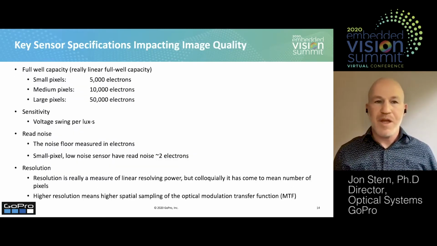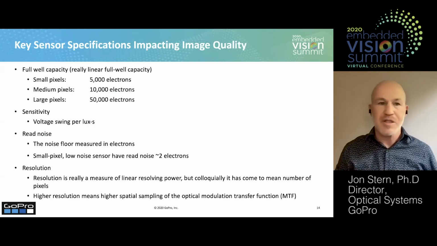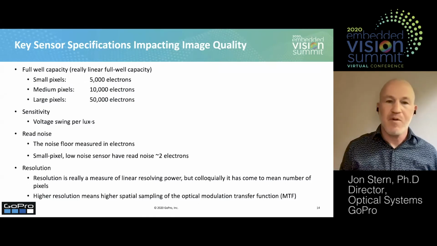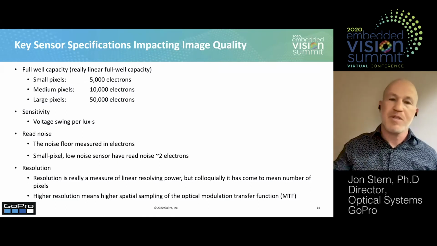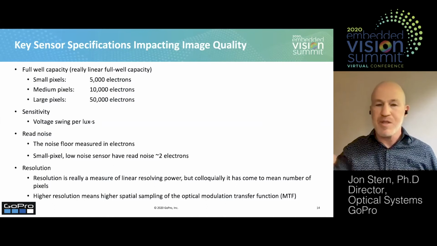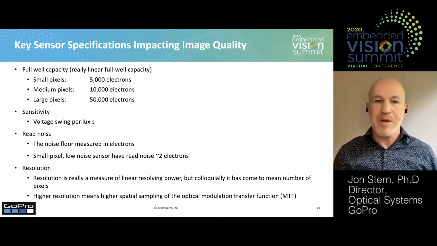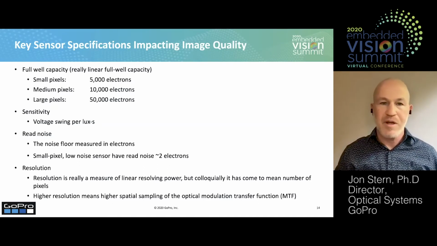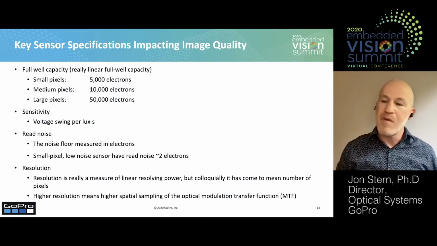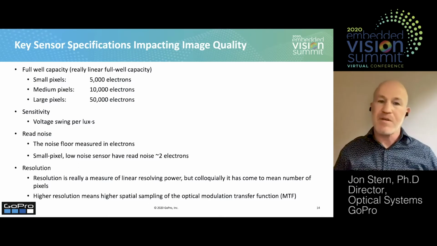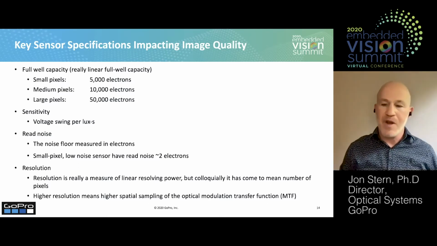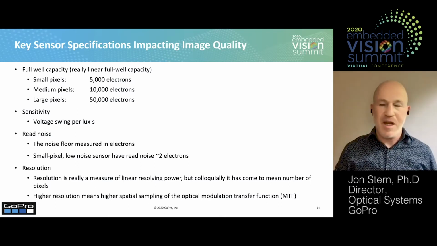There are a number of key sensor specifications that impact image quality that we need to pay attention to. First is full well capacity. It's really linear full well capacity. The response of the pixel may be greater than this, but then you start to move beyond the linear region. For small pixels, we might typically have a 5,000 electron linear full well capacity. For medium pixels, that might be in the 10,000 plus electrons. And then for large pixels, 50,000 electrons and greater.